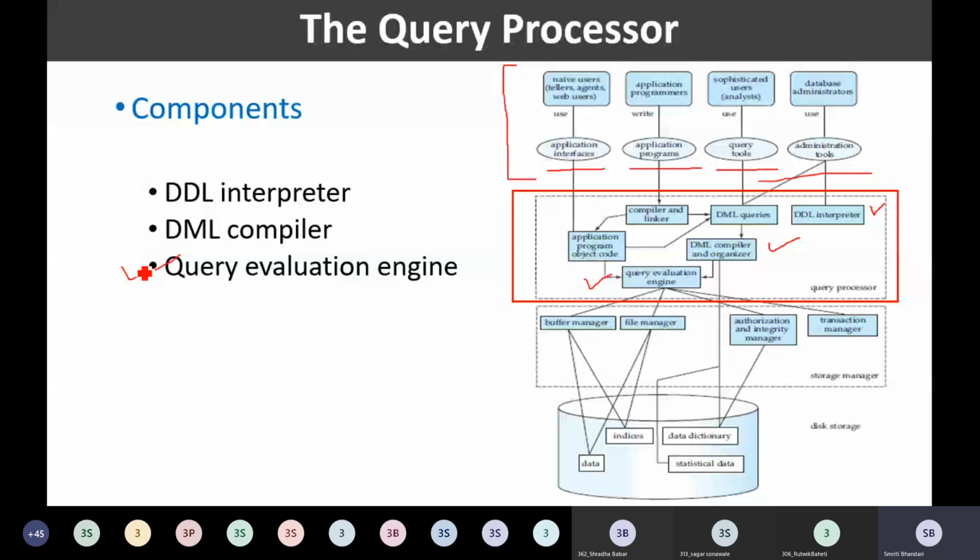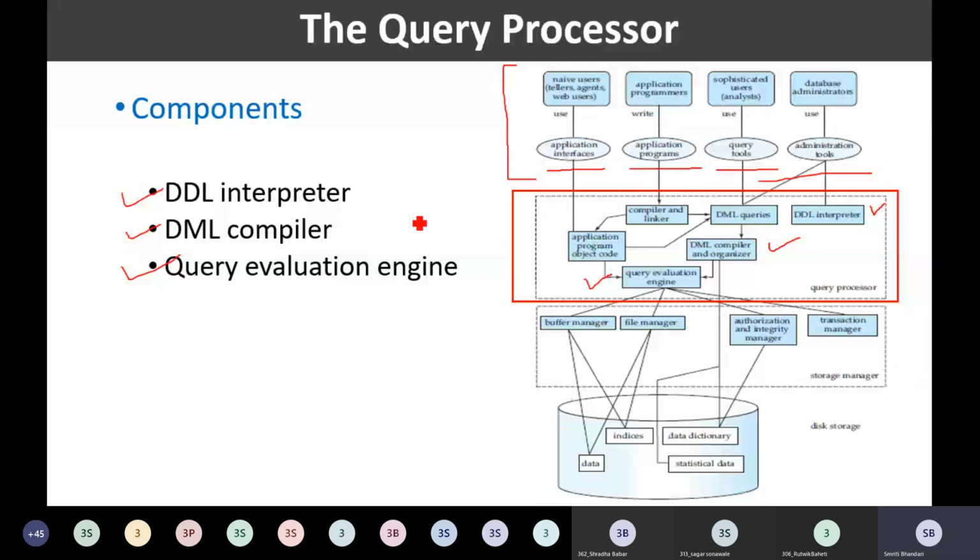The DDL interpreter interprets the DDL statements, and the definitions are stored in the data dictionary. The DML compiler interprets the DML statements written in the form of standard constructs. These are converted into low-level details, and further these low-level details are passed on to the query evaluation engine. So there are several plans to extract the same data from the database.